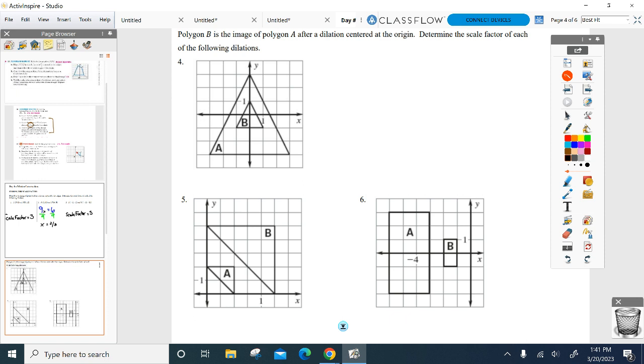Diagram number 1, am I getting smaller or bigger? Smaller. So no one in the room should be giving me a scale factor bigger than 1 if I'm getting smaller. Keep that in mind. And oh, it's centered around the origin. So I don't have to do rise over run from (0, 0). What I can do is the following. Pick a random point on A. I'll pick this point right here. That's (-3, -3). The point it corresponds with in B is (-1, -1).